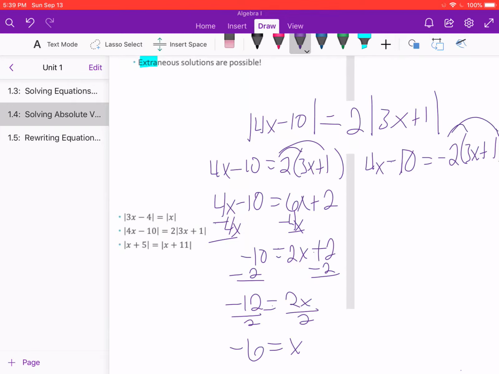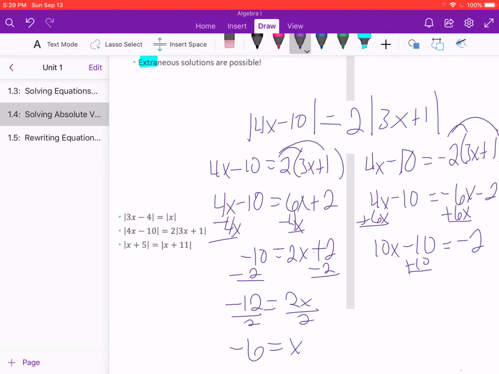Same process over here. 4x minus 10 equals negative 6x minus 2. I like my x's to be positive, so I'm going to add 6x. If you want to move the x's to the right side, that's okay too. I just like positive numbers. So 10x minus 10 equals negative 2. Add 10 to both sides. 10x equals positive 8. So when we divide by 10, I'm going to reduce that to be x equals 4/5.